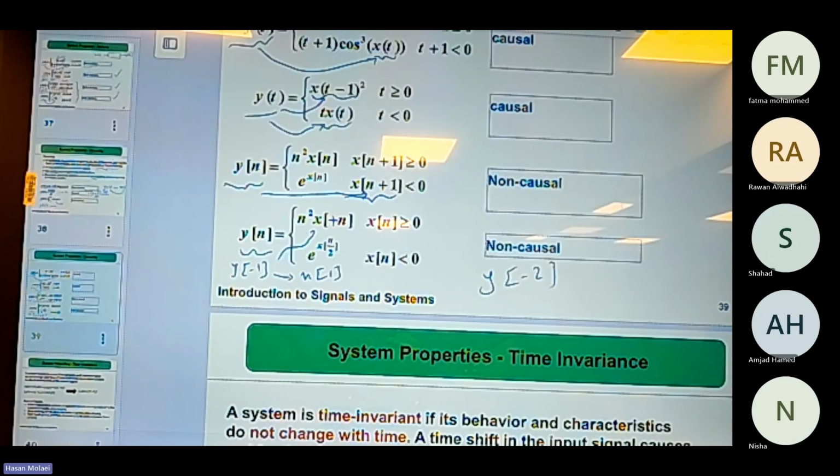x(-2) depends on... how about this one? It will be negative one. Which one is future? This one. So again, it wouldn't be causal.